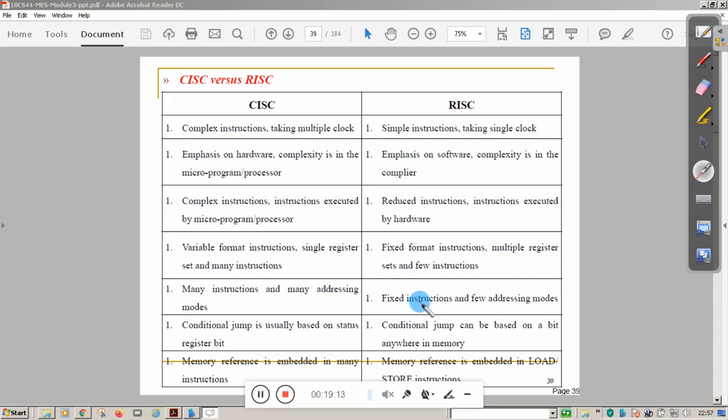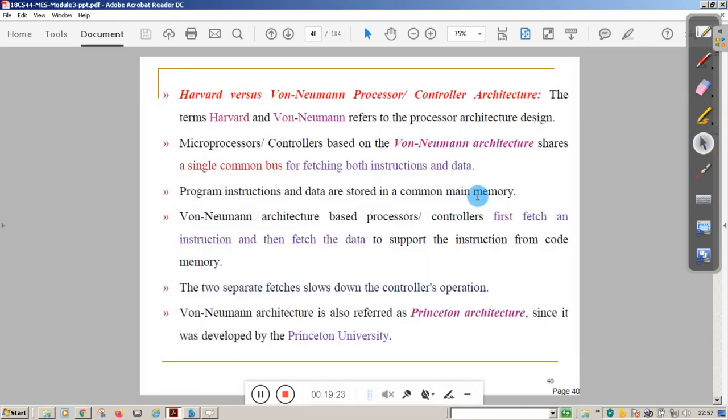In CISC, memory reference is embedded in many instructions, whereas in RISC, memory reference is embedded only in load and store instructions. That is the difference between CISC and RISC.